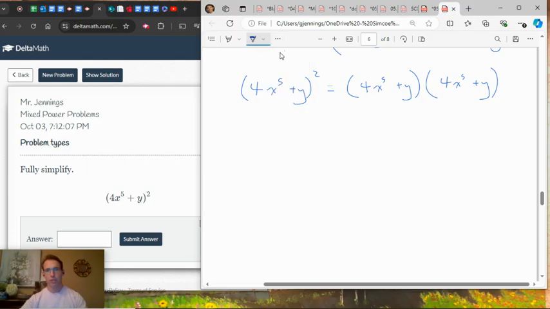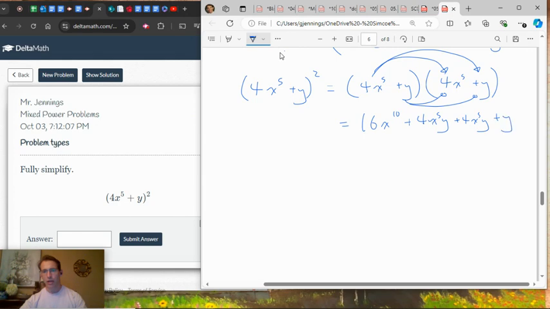Okay, when you multiply a binomial times a binomial, this one's got to shake hands with that one. So that gives you 16x to the 10. This one's also got to shake hands with that one. So that gives you plus 4x to the 5y. This one shakes hands with that one. So that's plus 4x to the 5y. And this one shakes hands with that one. So that's plus y squared. And this simplifies to 16x to the 10 plus 8x to the 5y plus y squared.